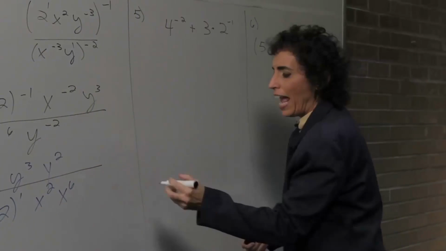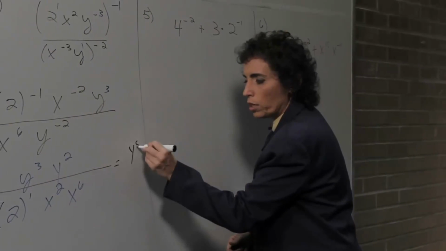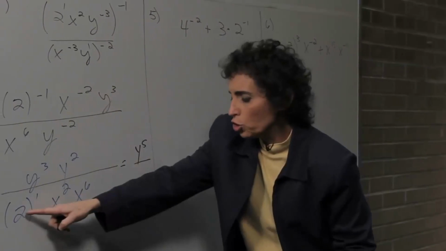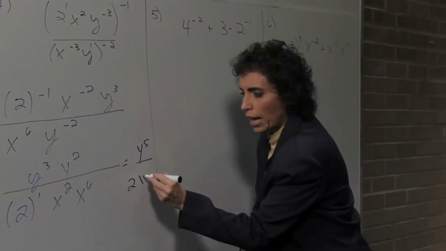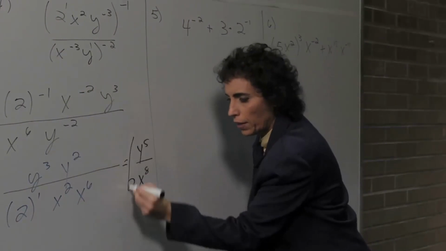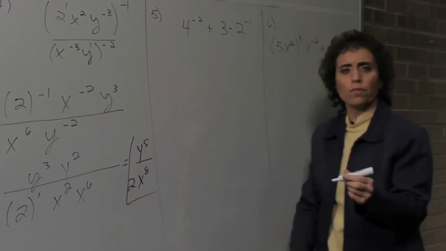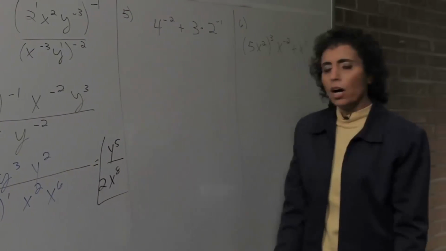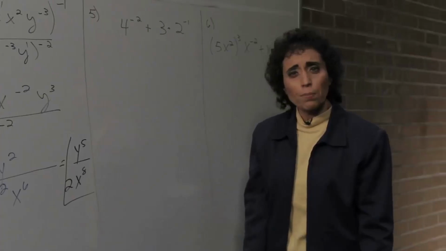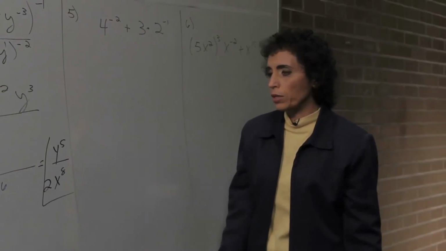Now, we're going to multiply. Keep the base, add the exponents. That's y to the fifth over 2 to the first power is 2, x to the eighth, because we're going to add the exponents again. This is a great marker, very black. I like this one. Okay, that's it. That takes care of that problem. And now follow the steps that we were doing.